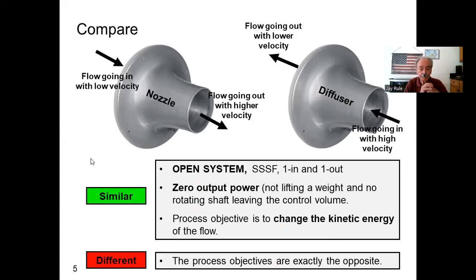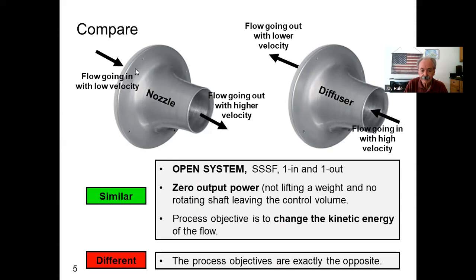So let's compare. Nozzle: flow goes in with a lower velocity, leaves with a higher velocity. Diffuser: goes in with a pretty high velocity, leaves with a lower velocity. How are these similar? Both are open systems, steady state, steady flow, one inlet, one outlet.